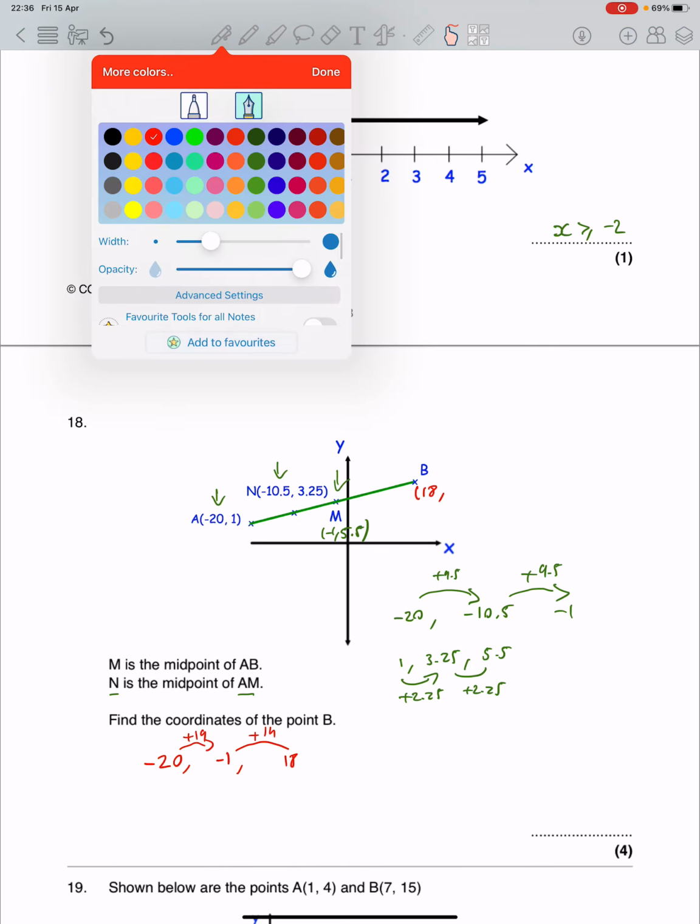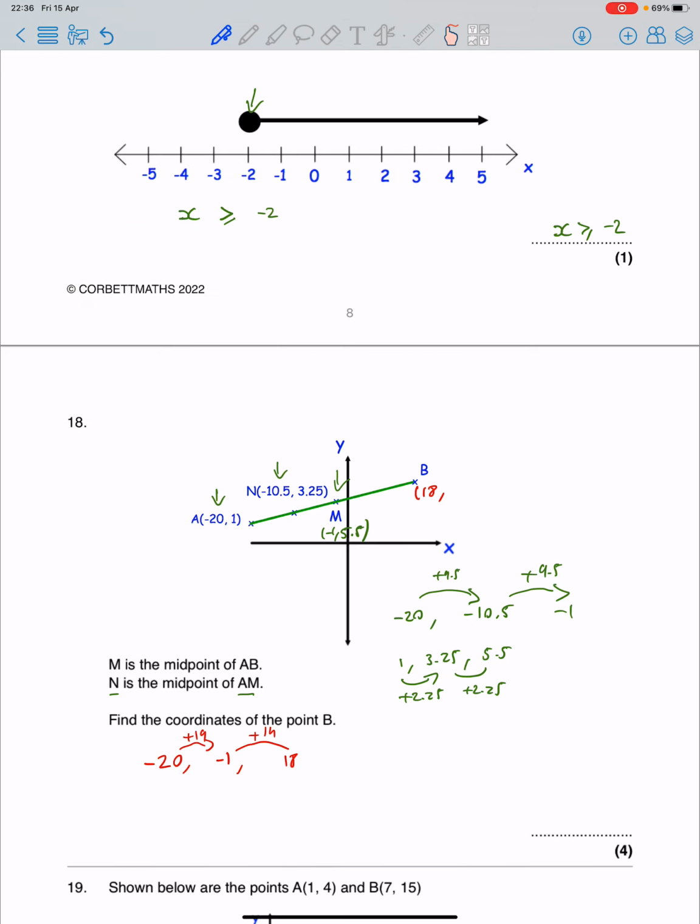Okay, then to get from the y-coordinate, this time which is 1, to the y-coordinate of M, which is 5.5, the jump there is going to be plus 4.5. So we're going to jump again by 4.5. And that's going to give 5.5 plus 4.5 is going to give you 10. So the y-coordinate of B is equal to 10. So the coordinates of B in total is going to be 18 and 10.